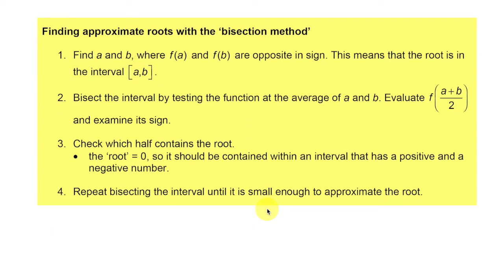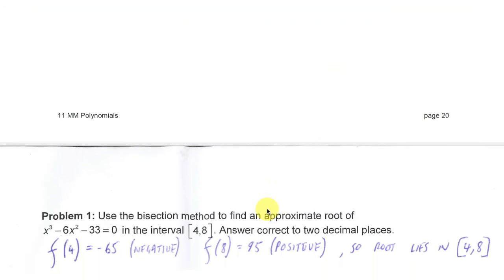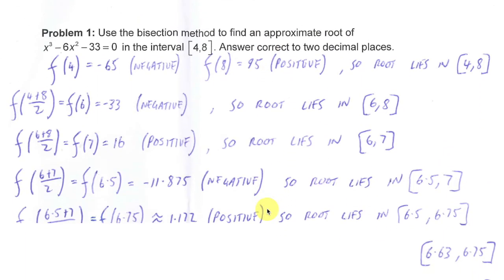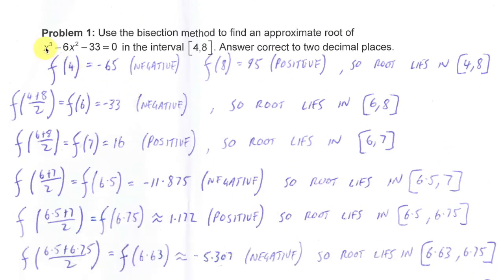You can read that information there. Here we go. We've got a cubic. We know that there is a solution over the interval 4 to 8. We need to provide an answer corrected to decimal places. So I begin, and what I can do on my CAS, and I'll show you the CAS steps later, is define the function f of x equals x cubed minus 6x squared take away 33.